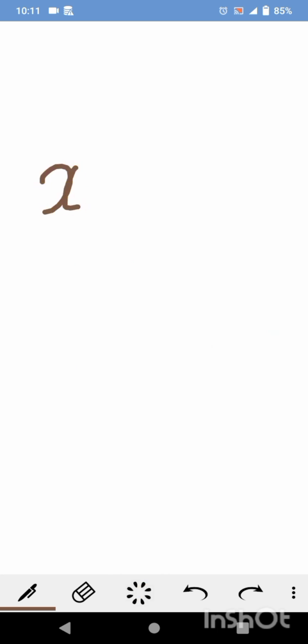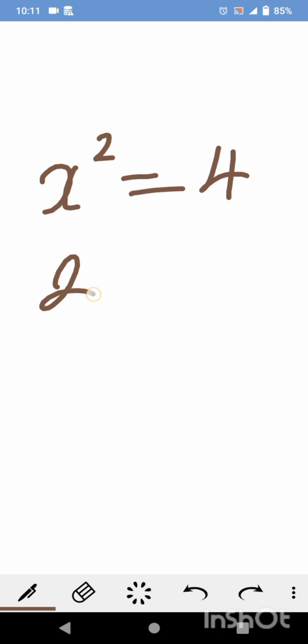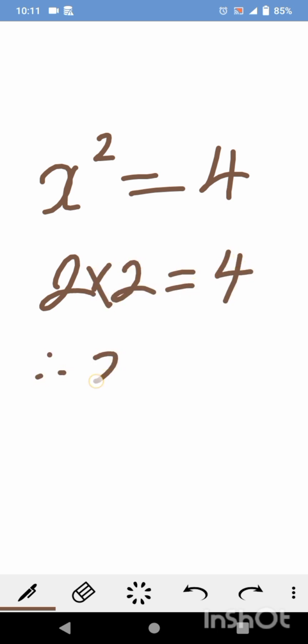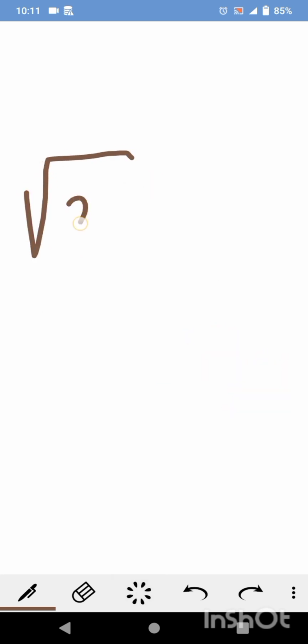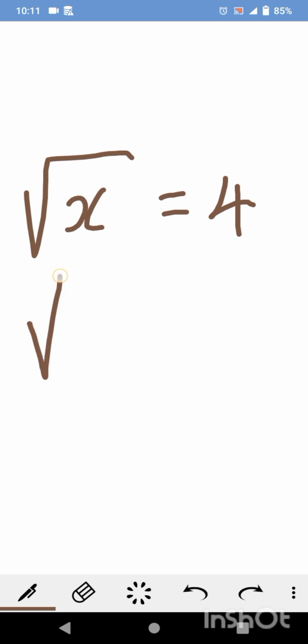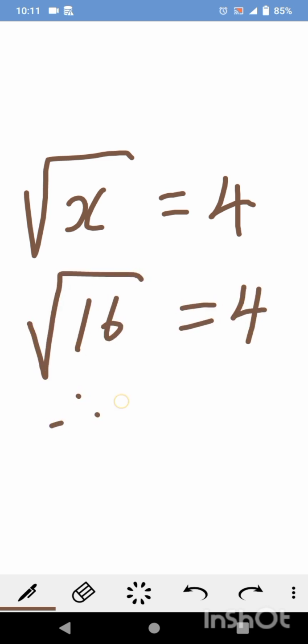What if we are told that x squared is equal to 4? So what will you raise to power 2 that will give you 4? Of course, we know that it's 2 times 2 that will give you 4. On that note, we have it that our x has to be equal to 2. Okay, what if we are told that the square root of x is equal to 4? And we know that it's only the square root of 16 that will give us 4. So therefore, our x has to be 16, you see.